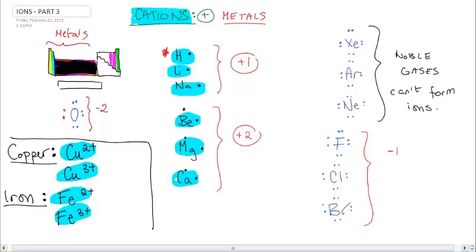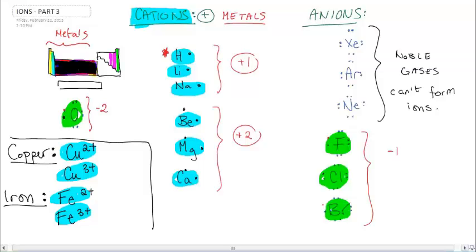So, what's the opposite of that? Well, the opposite is negatively charged ions, which you may remember we call anions. So I'm going to highlight in green all of the anions. So fluorine makes an anion, chlorine makes an anion, bromine, oxygen, and again, all of these elements are to the right of the staircase, which means that they are nonmetals.